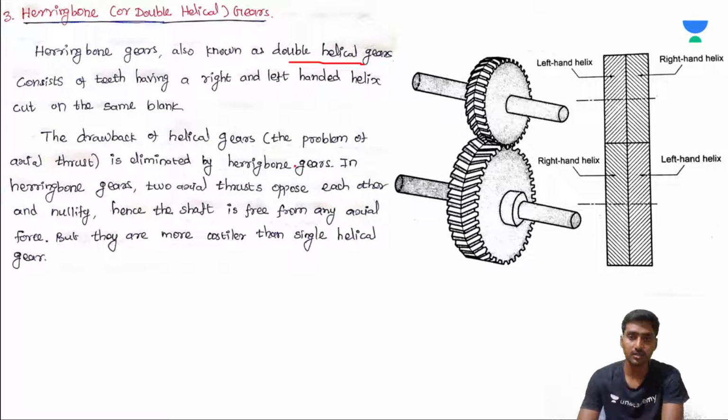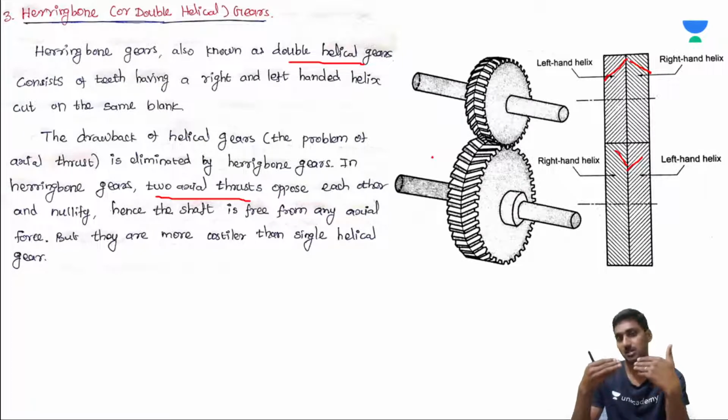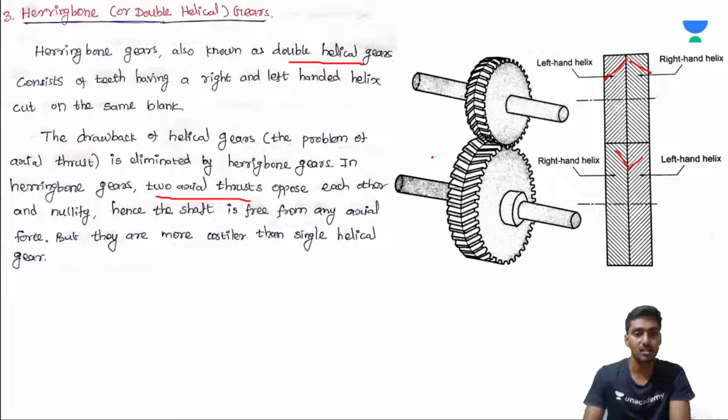The axial thrust and bending couples are the drawbacks. Here in herringbone gears, two axial thrusts oppose each other. Here both left-handed helix as well as right-handed helix are in both the pinion as well as in the gear wheel, and the axial thrust in both the left hand as well as right hand halves nullify each other.